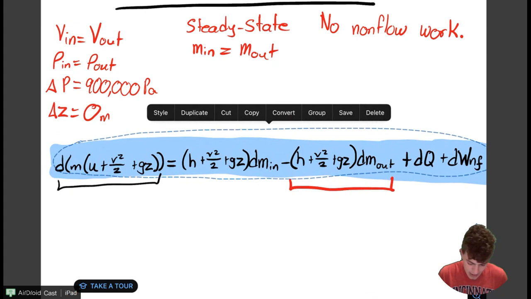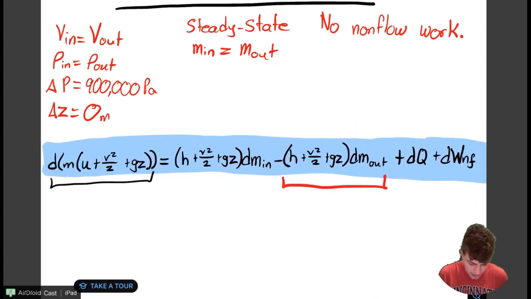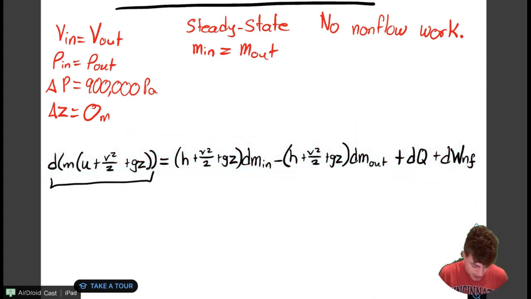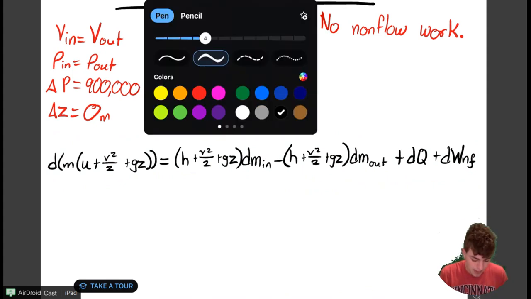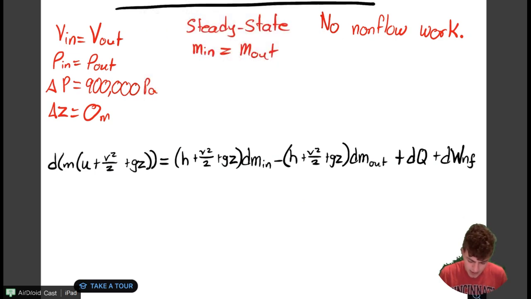And with that, we can go ahead and write our equation here. So I'm going to go ahead and copy this down. There we are. And we're going to go ahead and write this equation here. Now, there's a couple cancellations we can make immediately. We already said no non-flow work. And we have also said that the change in mass on this side here is going to be equal to 0, which will cancel out this entire side of the equation.